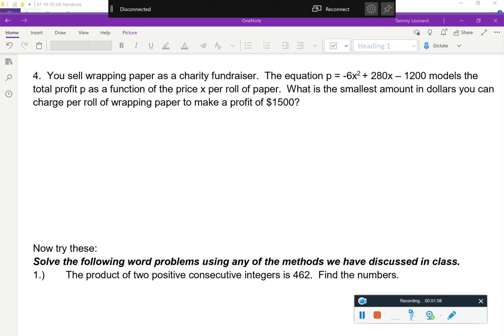So where does that $1,500 need to go in our problem? Rachel, yeah, it goes in for P. So we're going to start by substituting $1,500 for P because we have a particular profit target.